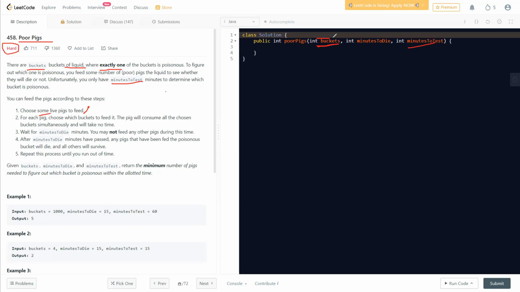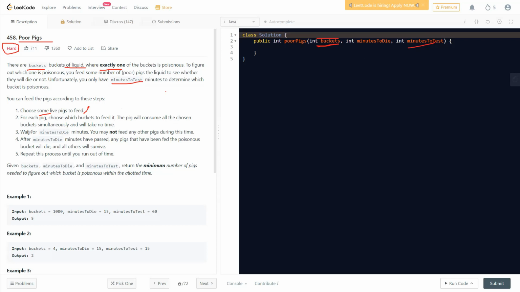Remember, this bucket is a number, okay, not an array or something. So it says choose which bucket to feed it. It's like you are just choosing anything, okay. It's not like you are going through an array and giving an array to that. Make sure of that. Further it says the pig will consume all the chosen buckets simultaneously and will take no time. So the pig will consume whichever bucket you provide, the whole of it, and it will take no time. Okay, so no timing is wasted, that is, the minutes to test is not wasted in that.